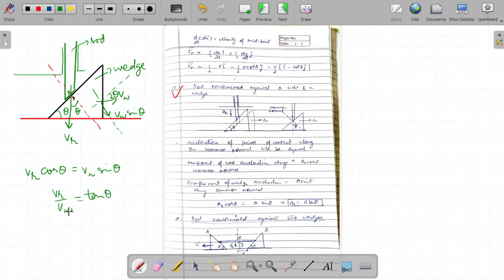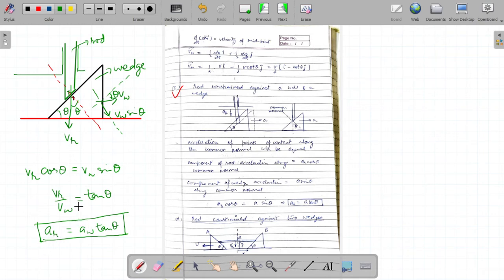And we can differentiate it to get accelerations. We can say acceleration of the rod is equal to acceleration of the wedge tan theta. So this is the relation which we are looking for. As I said, we could have directly written the acceleration, but we have taken velocities.